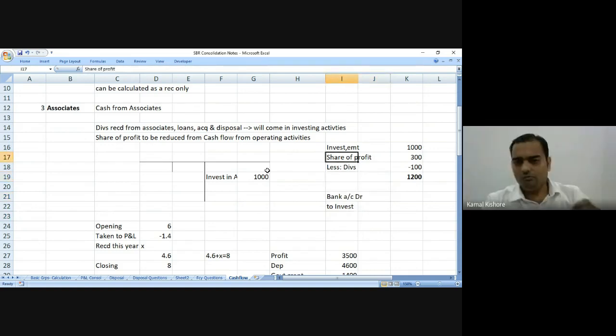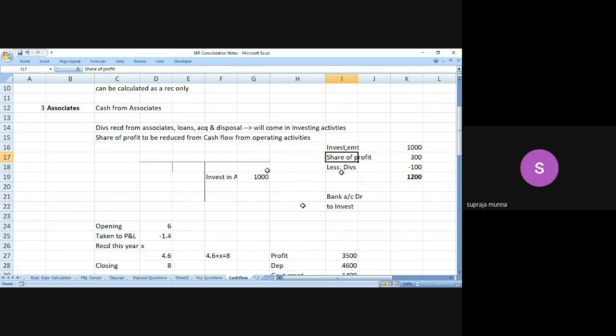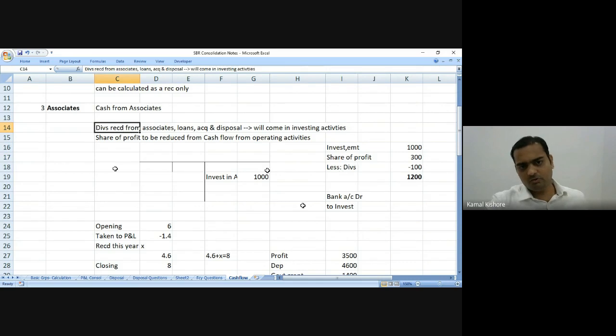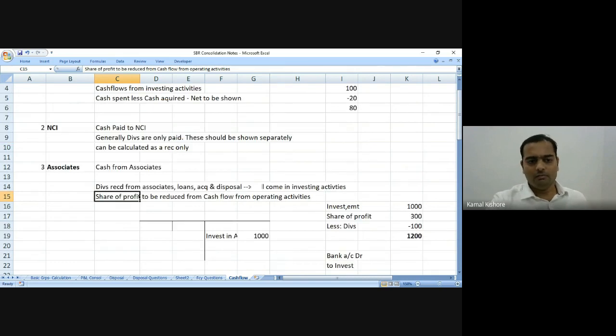So what will happen now? In the cash flow statement, this share of profit has to be reduced from cash flow from operations. And you have to show the dividends received in investing activities. So this is the adjustment. Dividends received from associate will come in investing activities. Share of profit to be reduced from cash flow from operating activities. Clear?